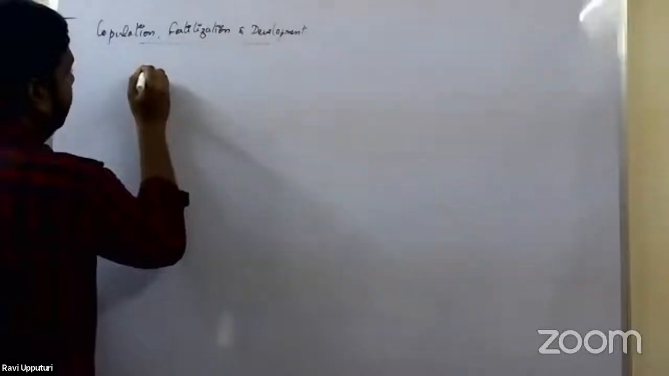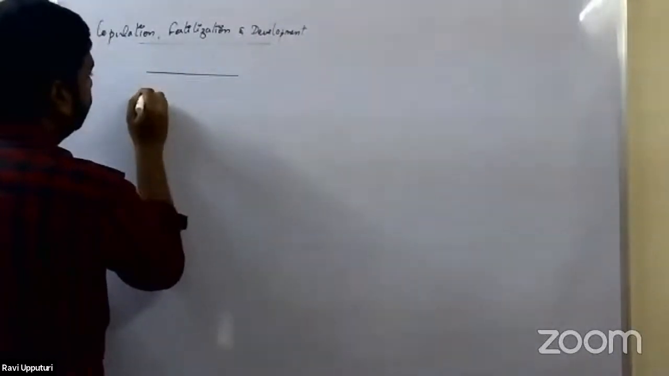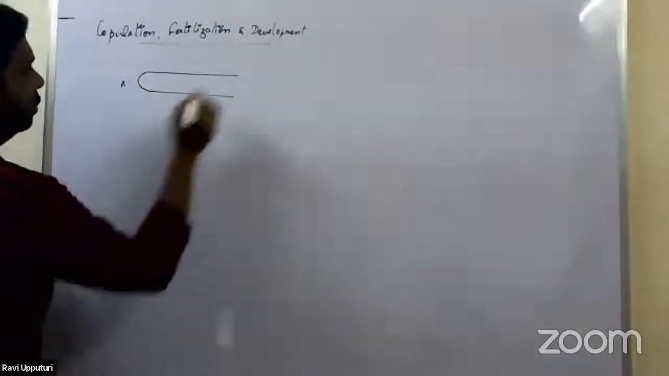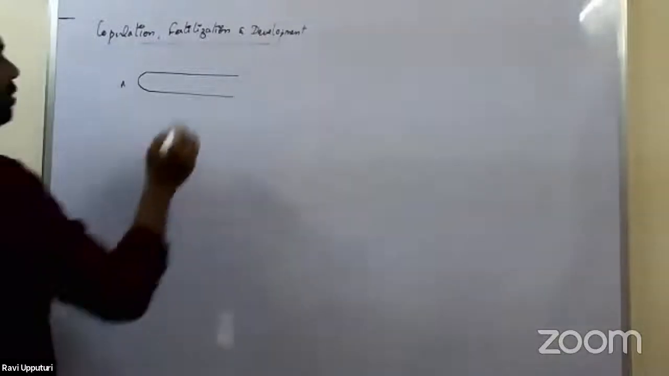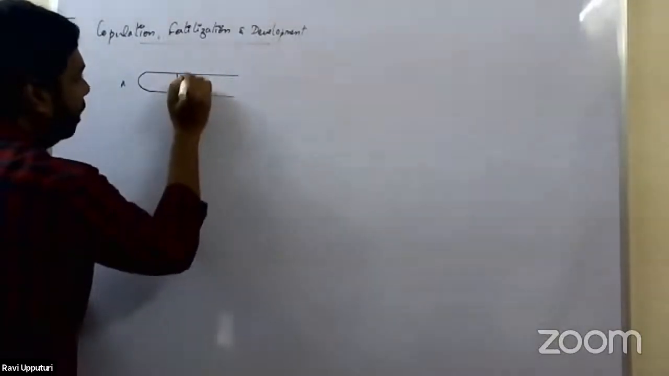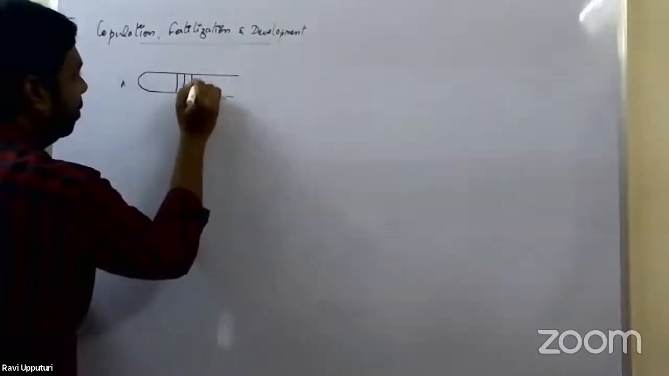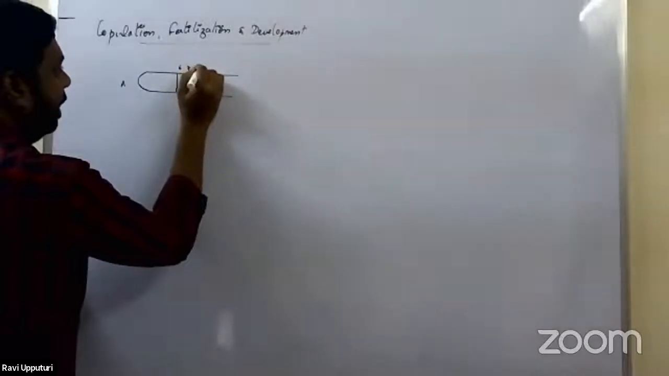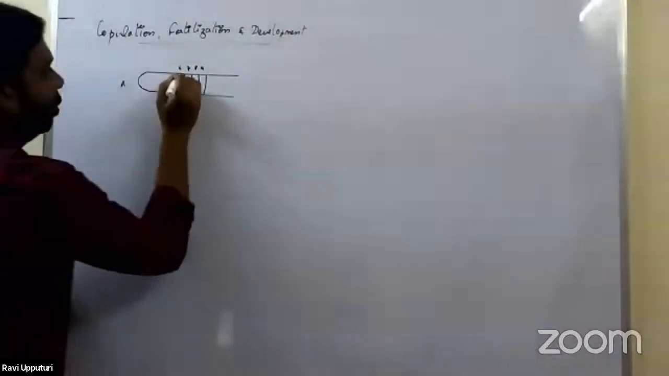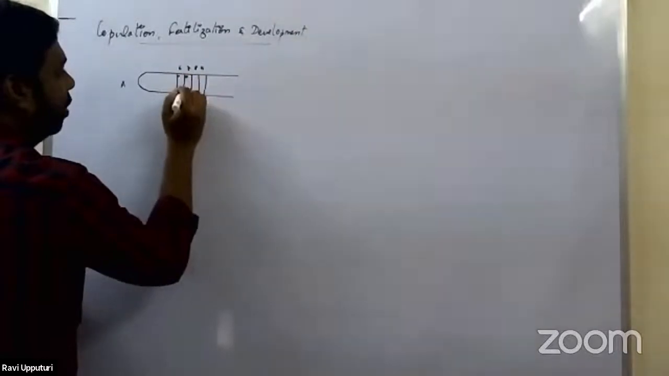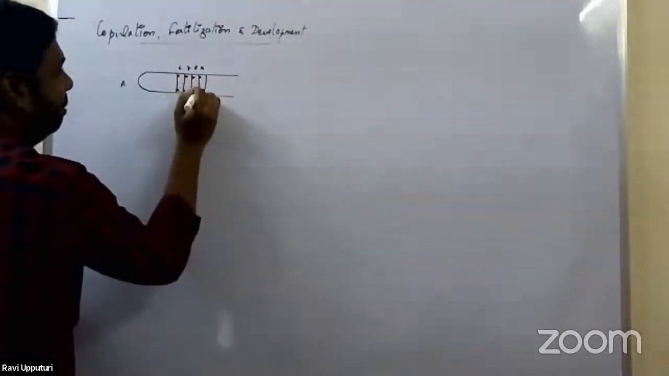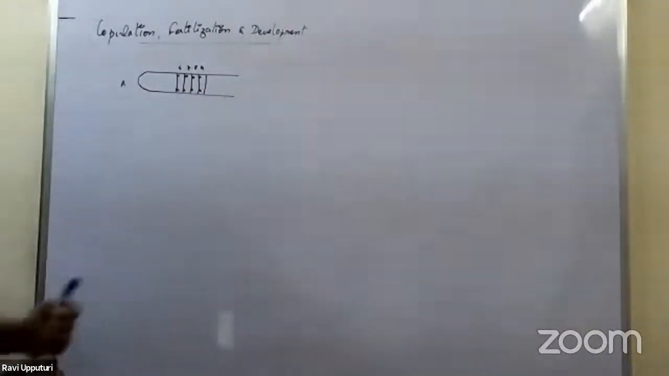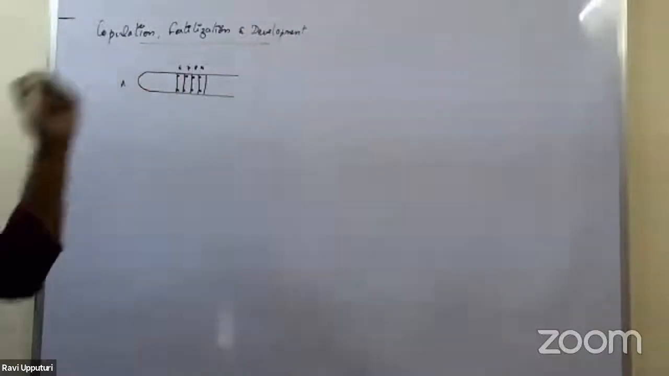So let us consider this to be a worm, right? Let us consider this to be worm A. And here we'll just draw only a few segments, not all. We'll draw only the segments where the spermatheca are present. So this would be the 6, 7, 8, and 9 segments, right? And here we would have the spermathecal pores, which are present on the intersegmental septa.